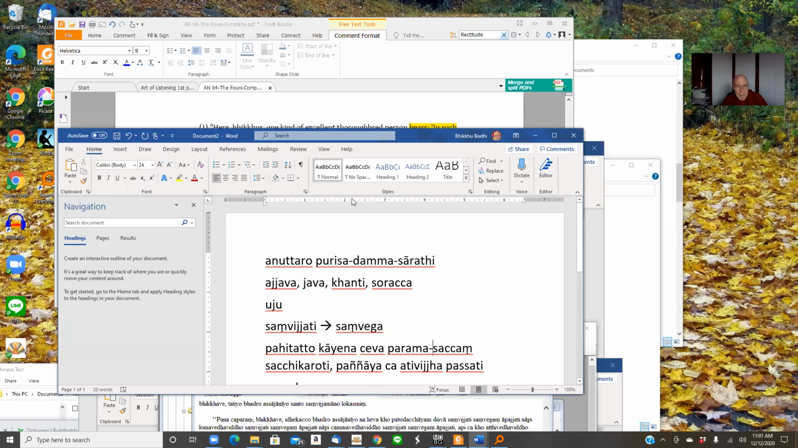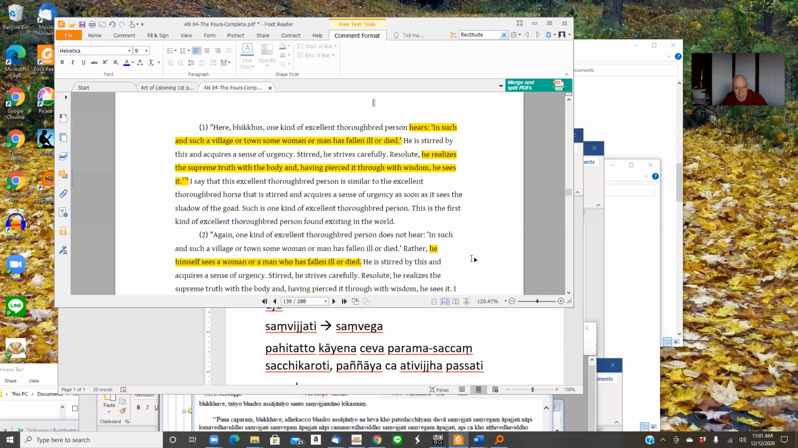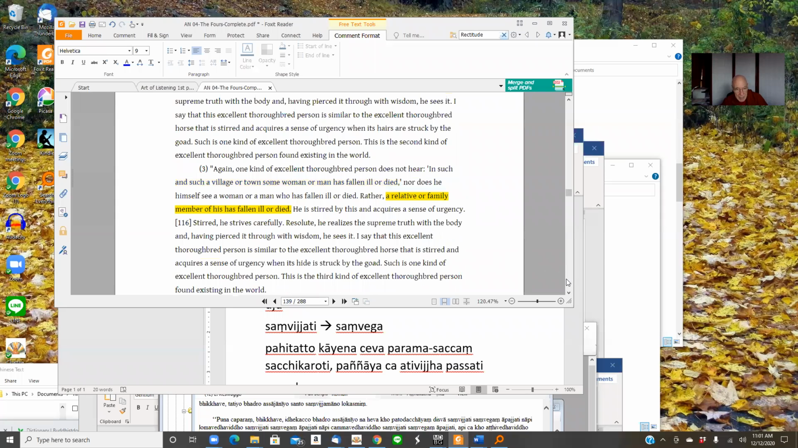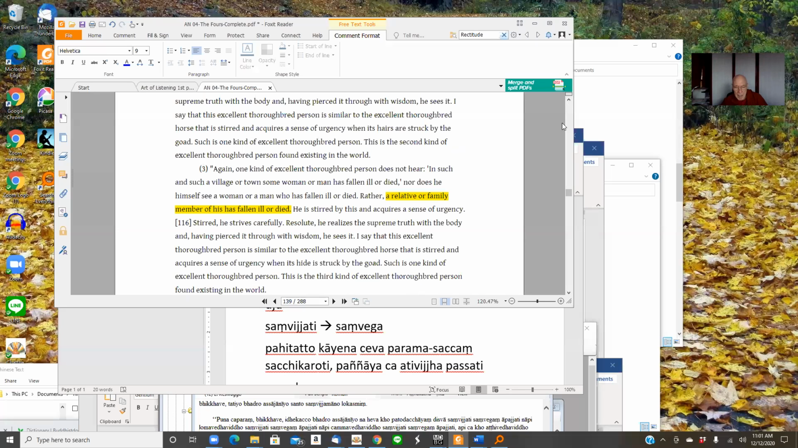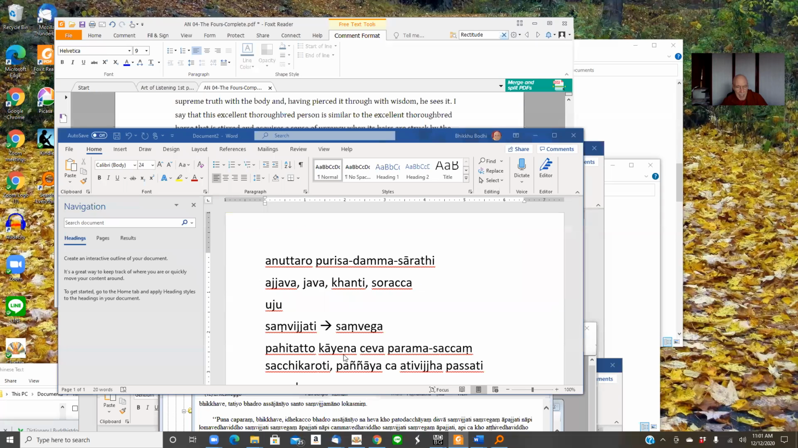The commentary explains this. I think I had a comment on this. The commentary says, explains body as the mental body, and the supreme truth as nibbana, and wisdom as the wisdom of the path, together with insight. So the commentary explains the body as being the mental body.